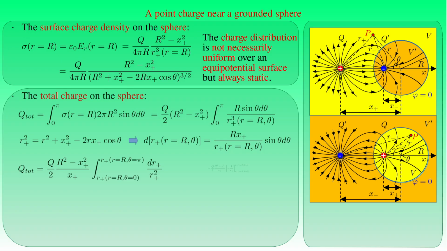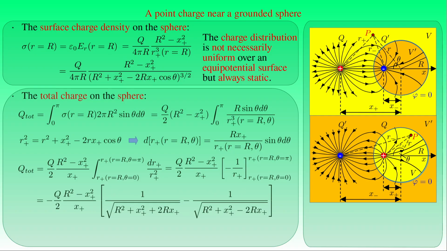The primitive function of the integral is given by minus 1 over R sub plus evaluated at the lower and upper limits of the integral. The evaluation of the primitive function gives minus the difference between 1 over the square root of the quantity of capital R squared plus x sub plus squared plus 2 times capital R times x sub plus, and 1 over the square root of the quantity of capital R squared plus x sub plus squared minus 2 times capital R times x sub plus. Then the terms in the brackets can be written as the difference between 1 over capital R plus x sub plus, and 1 over x sub plus minus capital R.